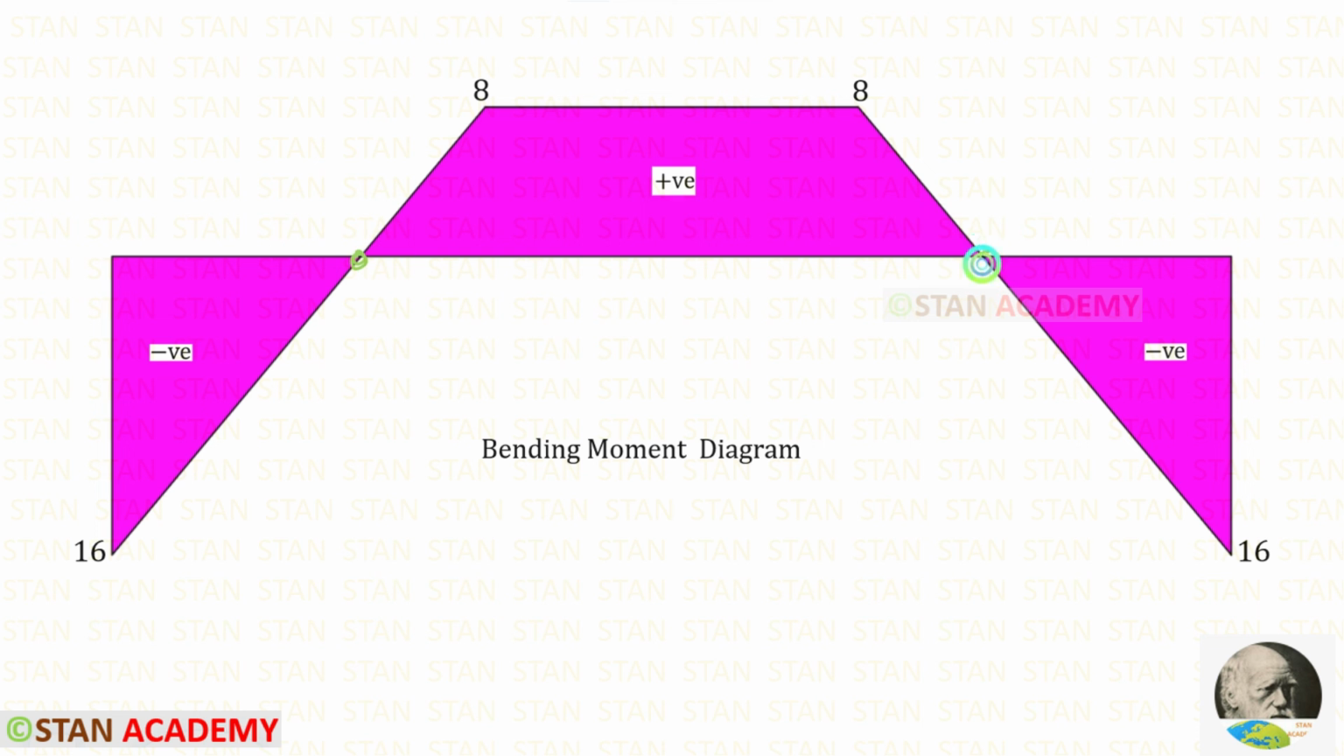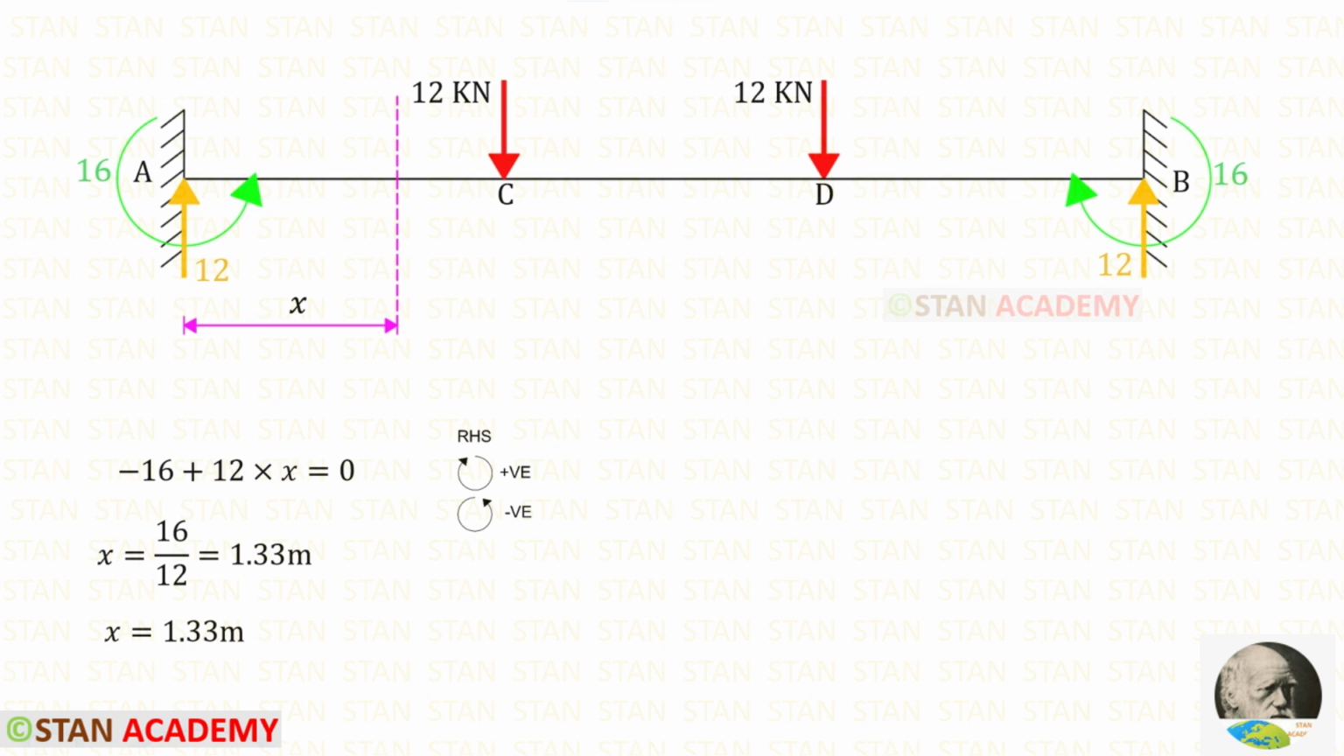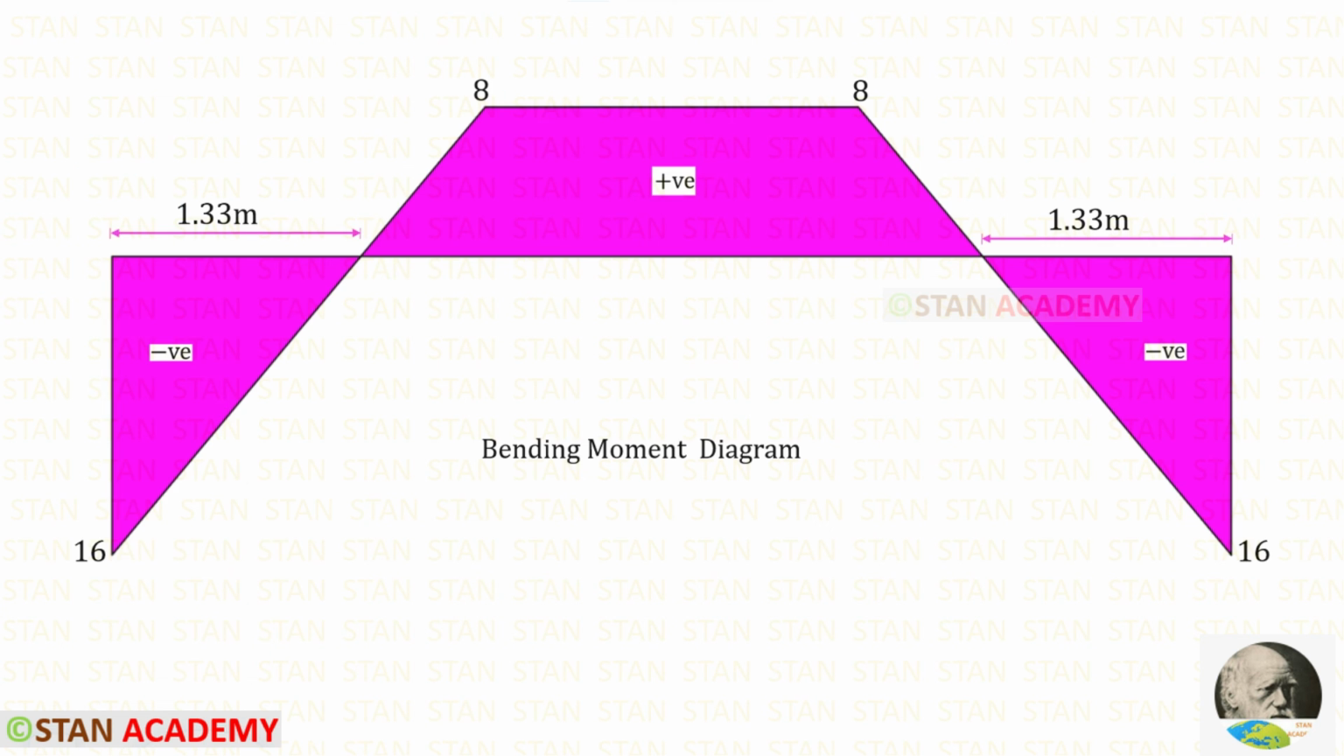In these 2 points, the bending moment becomes 0. We can find the location of these 2 points. This diagram is symmetrical, so both of these 2 distances will have the same value. I am going to take this point and I am going to make a section in this point. You can see that I have made a section in this point. We know that in this point the bending moment is 0. Using the right hand side rule, we can find x, which is 1.33 meter. Let us apply that.